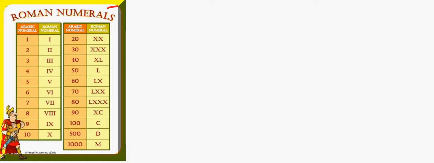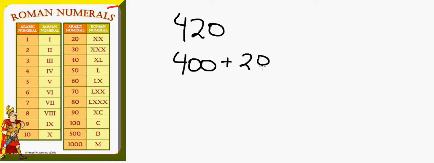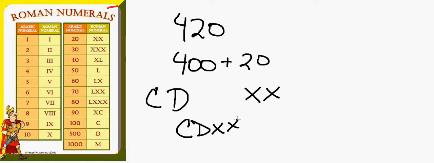Uh, 420. 420 is 400 plus 20. So how do I show 400? Let's take 500 minus 100. So D and a C in front of it is 400, 100 less than 500. And then how do I show 20? Well, you can even check my chart here. It's 2 X's. Put it all together. C, D, X, X. Is that right? Yep. You can find that one on page 334.